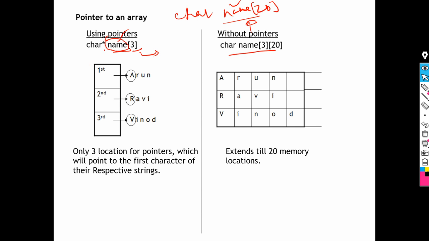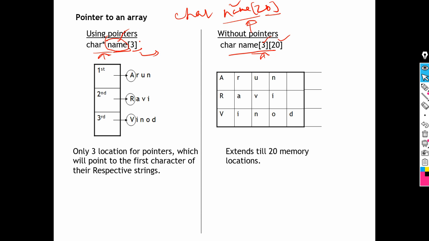When I say char *name[3], it is nothing but char name[3][20]. See, name[20] is nothing but one string. So an array, when I say name[3][20], means an array of strings, right? It holds three strings of length 20 each. So this particular array of strings you can rather declare with the help of pointers like this. Both are the same, the other way around.